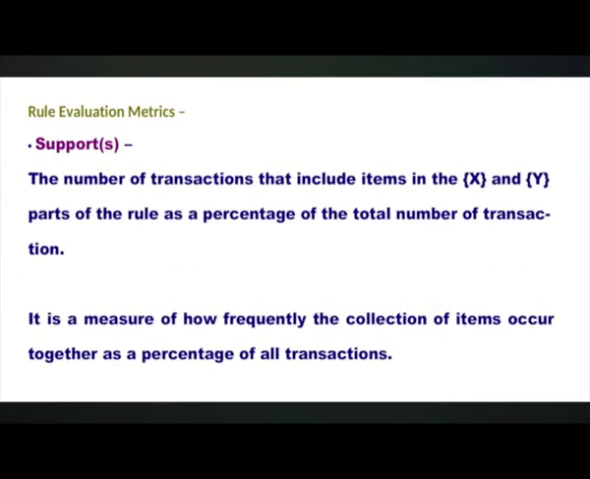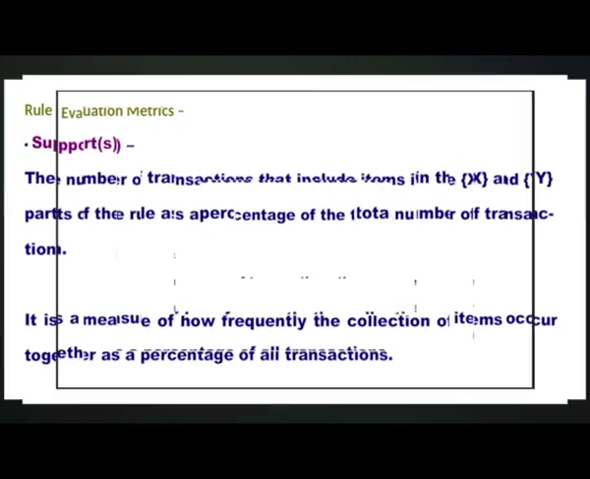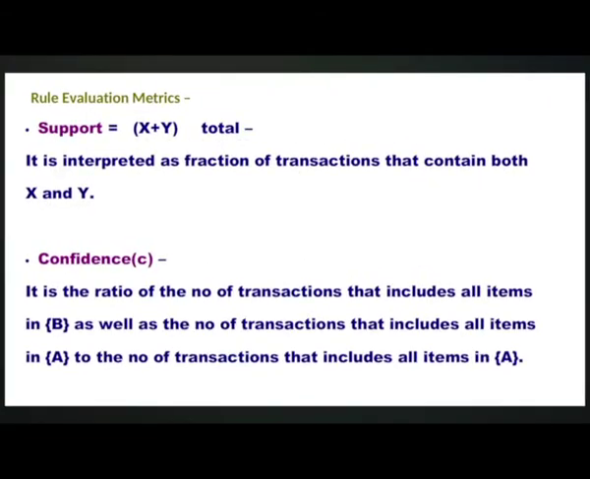Support is nothing but the number of transactions that include items in the set X and set Y parts of the rule as a percentage of the total number of transactions. It is a measure of how frequently the collection of items occur together as a percentage of all transactions. The second important metric is support, which is represented as sigma(X ∪ Y) divided by total. It is interpreted as the fraction of transactions that contain both X and Y.